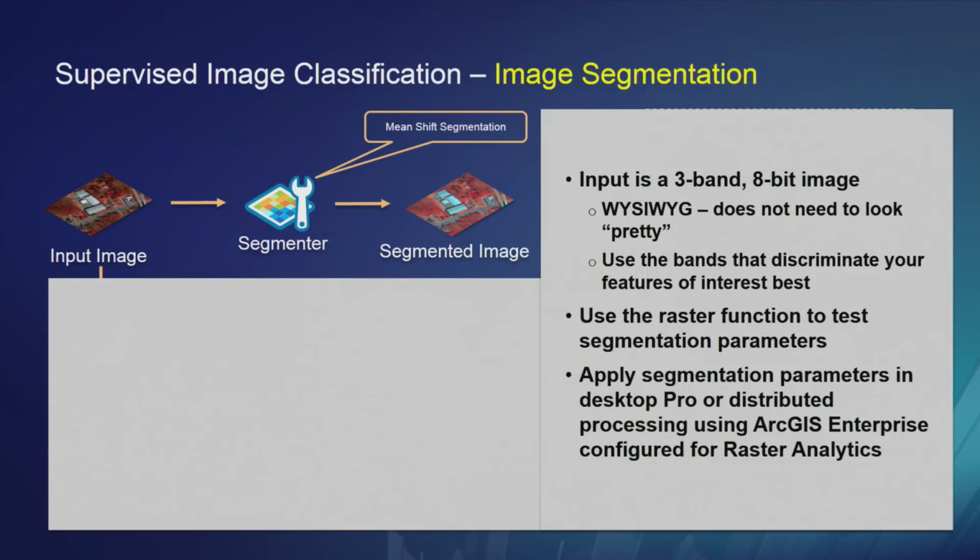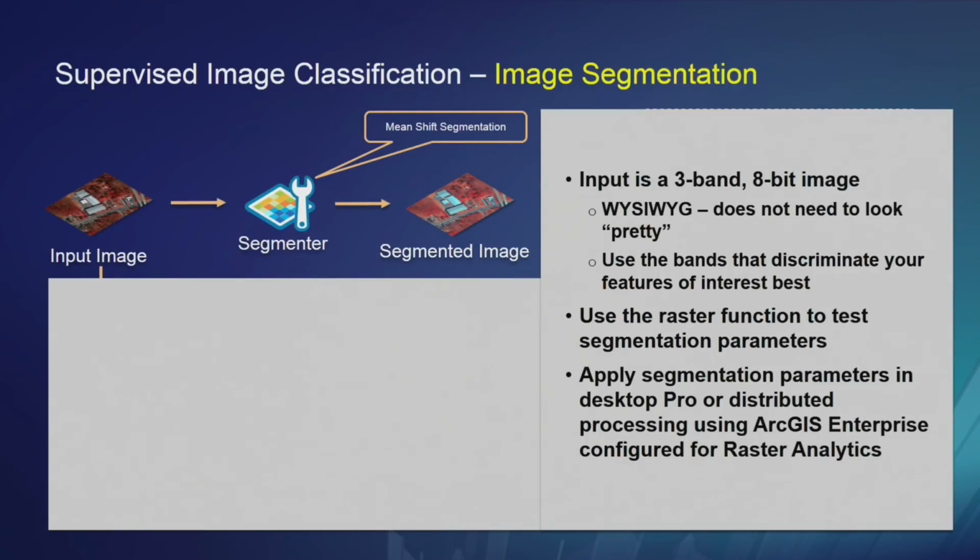So image segmentation. The input into this function is a 3-band 8-bit raster. You want to choose your bands to differentiate your features of interest. You don't necessarily want it to be a pretty image at all. You want to be able to see the features that you want to extract from the image, and that WYSIWYG, what you see is what you get, is what's going to be driving that segmentation. That's a good rule of thumb. You can add other image information later, but for the segmentation piece itself, it's 3-band, 8-bit.